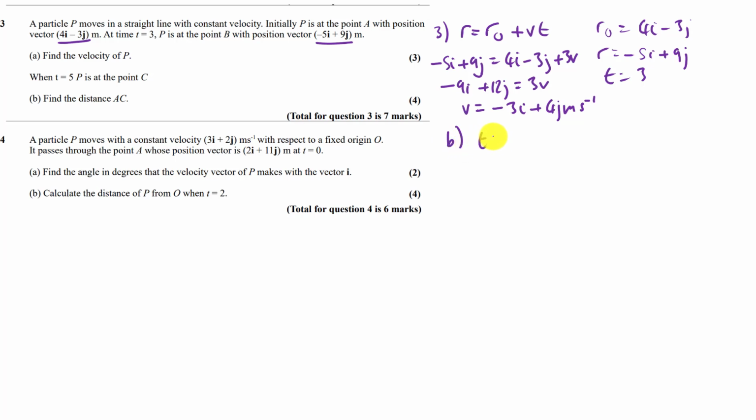t is now 5. We need to find the position of the particle P. Now we still use r0, so that's 4i minus 3j plus 5 seconds, but we have v now, so we're still using the same formula essentially, but we have v now. That's our v from before. Expand that out.